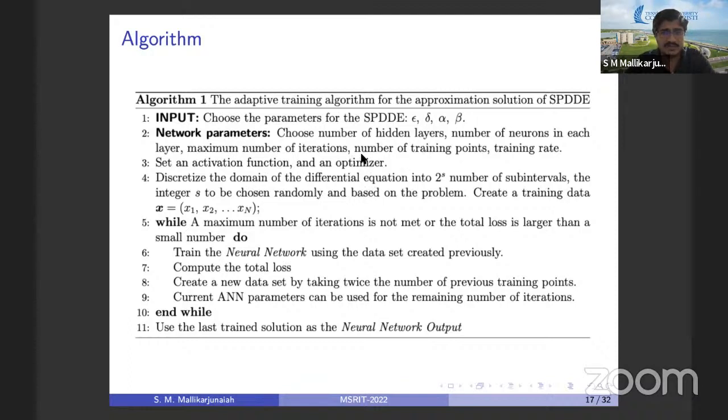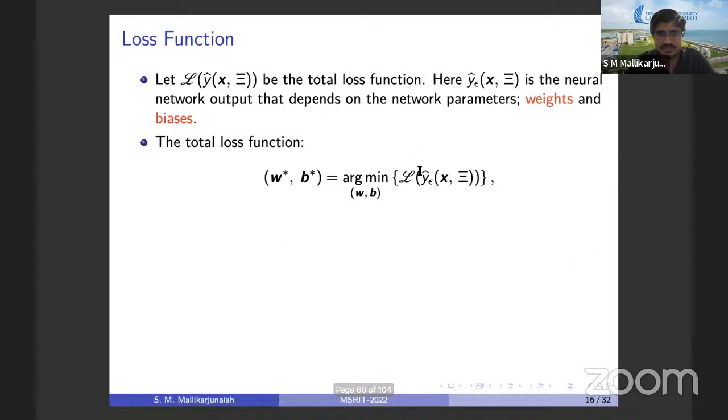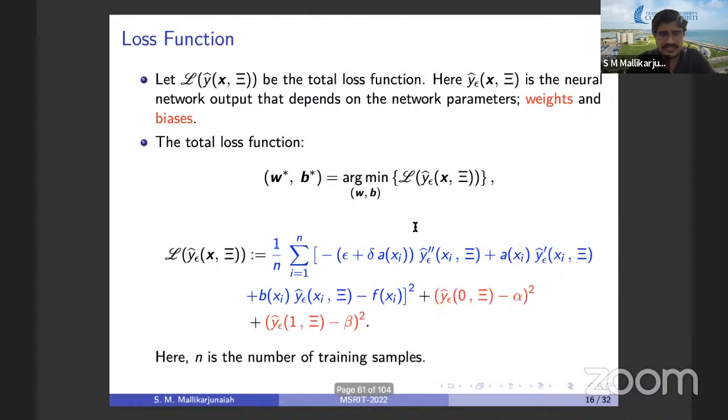And also you choose an optimizer. Optimizer means we need a method to minimize the overall loss. You can choose any good quasi-Newton method. Okay, in MATLAB, in all other platforms, Python, they're all implemented.